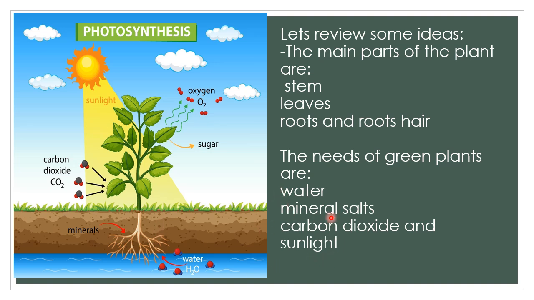Water and mineral salts are in the soil, so they are absorbed by the plants through the roots and the root hairs, and they are absorbed from where? From the soil. Carbon dioxide is found in the surrounding air, right? So it is absorbed by the plant through the leaves. And also sunlight, the plant attracts the sunlight by its leaves.